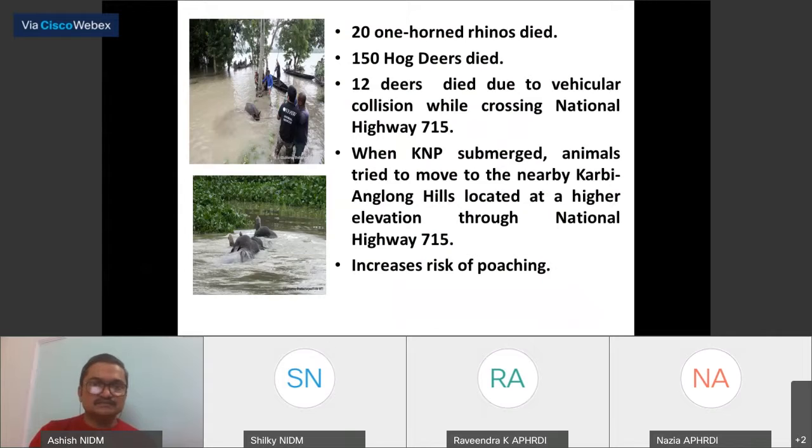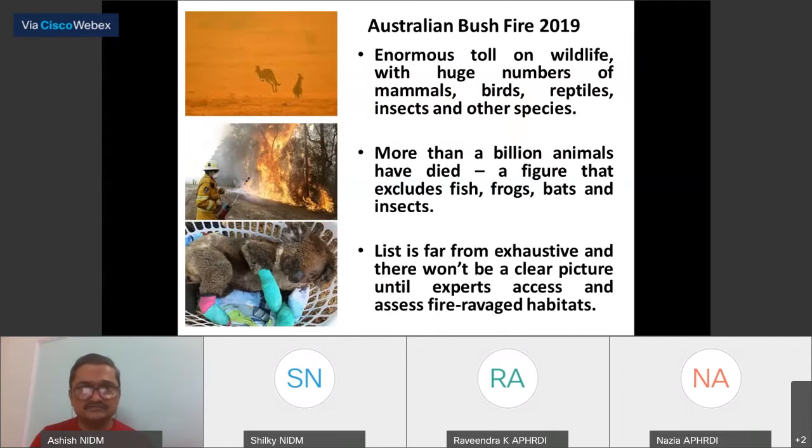Another aspect is that during these floods, in these low-lying areas, there is a highway, National Highway 715. When animals tried to protect themselves by crossing this highway, because of road accidents, some 12 hog deer, very rare deer, died due to vehicular collisions. So it can be either natural disasters or man-made disasters, and animals perish in large numbers during disasters. We have to be very cautious about that.